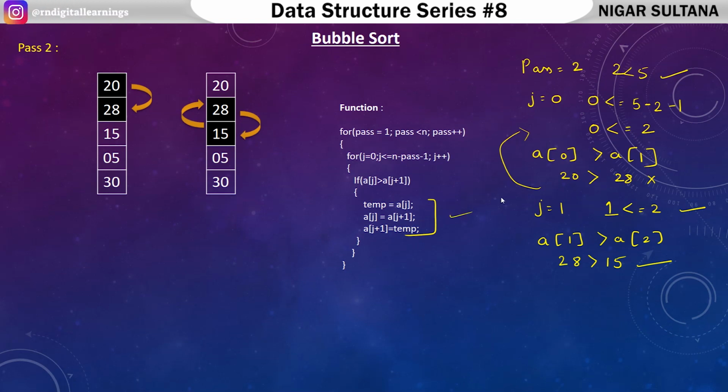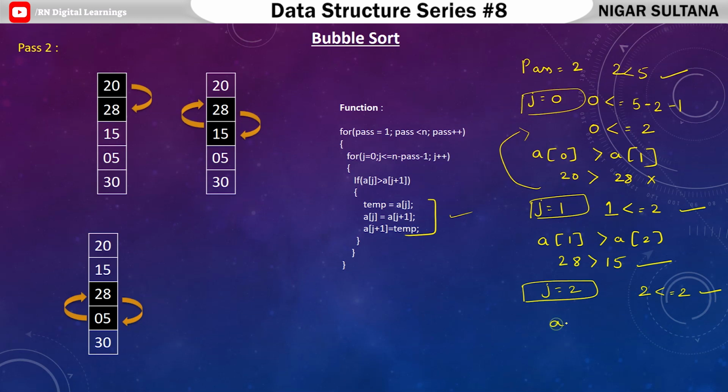So, these statements will execute. Next, j increment. Initially the j value was 1. Now after incrementing, the j value is 2. Is 2 lesser than or equal to 2? Yes. If it is true, a of 2 greater than a of 3. What is a of 2 here? 28. Is 28 greater than 5? Yes. If it is true, I must execute the statements, that is swapping. 5 goes up, 28 comes down.